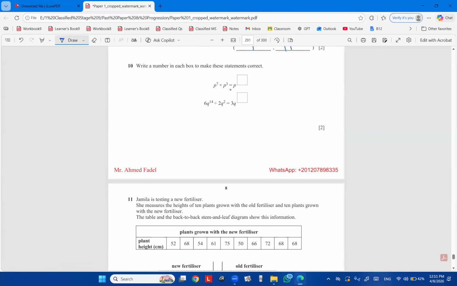P to the power of 7 times P to the power of 3 is P to the power of 10. And this one over here, we're going to subtract the indices. So 14 minus 2 is going to become 12.